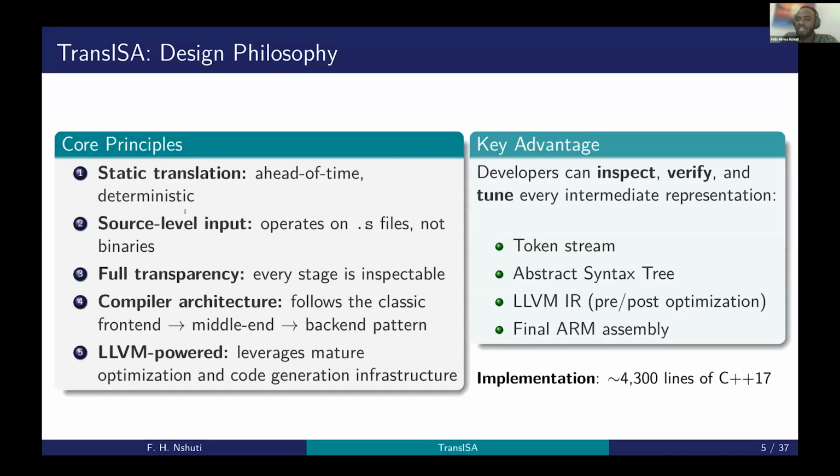You can see that we are able to inspect the token stream, the abstract syntax tree of the captured semantics from the input code, the intermediate representation before and after the optimization passes, and then the output ARM assembly code. For now, the code base is almost 5,000 lines of C++17 standard.